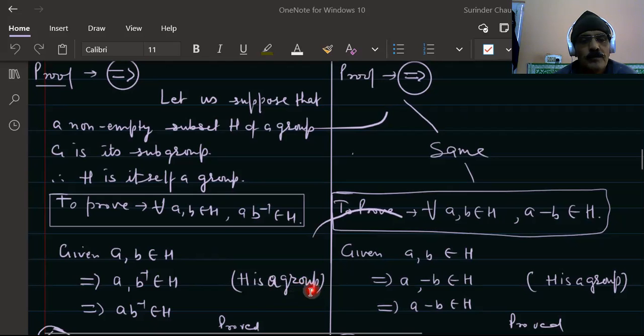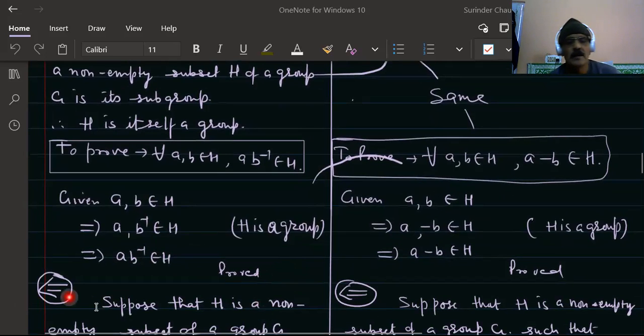Now a belongs to H, H is a group, so a inverse also belongs to H. B belongs to H, therefore b inverse also belongs to H. So a and b inverse belong to H. Now by the closure property, H is itself a group, so a, b inverse also belongs to H.